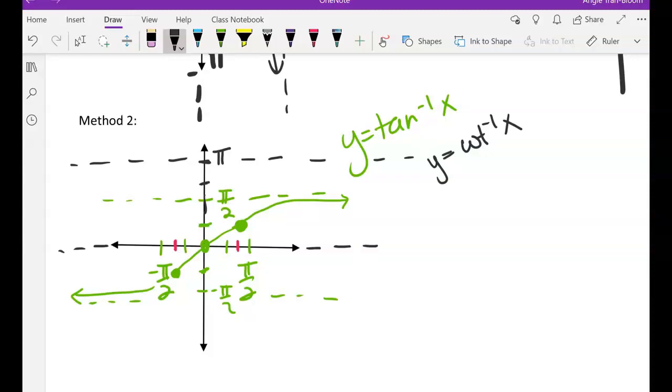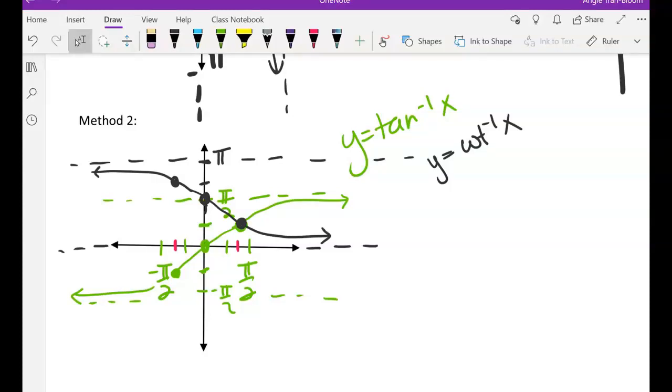Then I got 3 dots again for cotangent inverse. Dot number 1 for cotangent inverse. Just look at the previous page. What was one of the dots? Negative 1, 3 pi over 4. Perfect. Then what else? 0, pi over 2. Then we have one more dot: 1, pi over 4. So it looks like it's that dot. They both have that one dot in common. Okay, so that's your cotangent inverse.